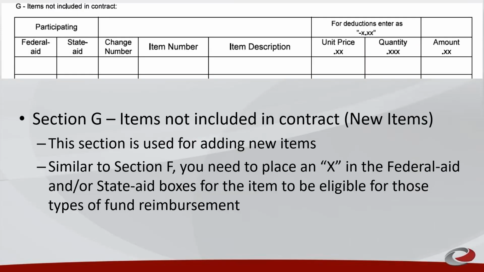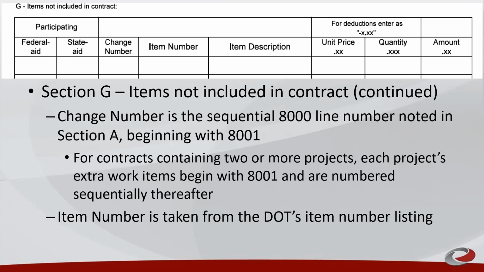Section G, items not included in the contract, new items. This section is used to add new items. Similar to Section F, an X is required to indicate federal aid or state aid. If no X is present, the item will be viewed as non-participating. Change item number is sequential 8000 line number noted in Section A.